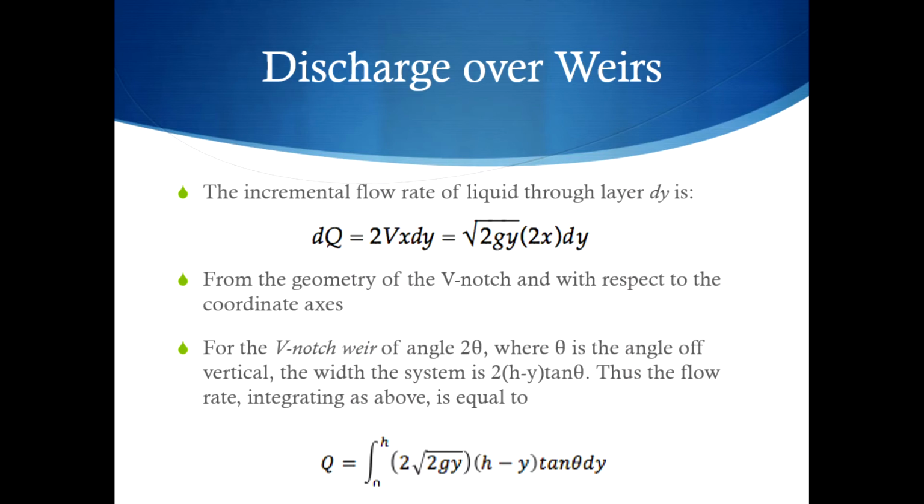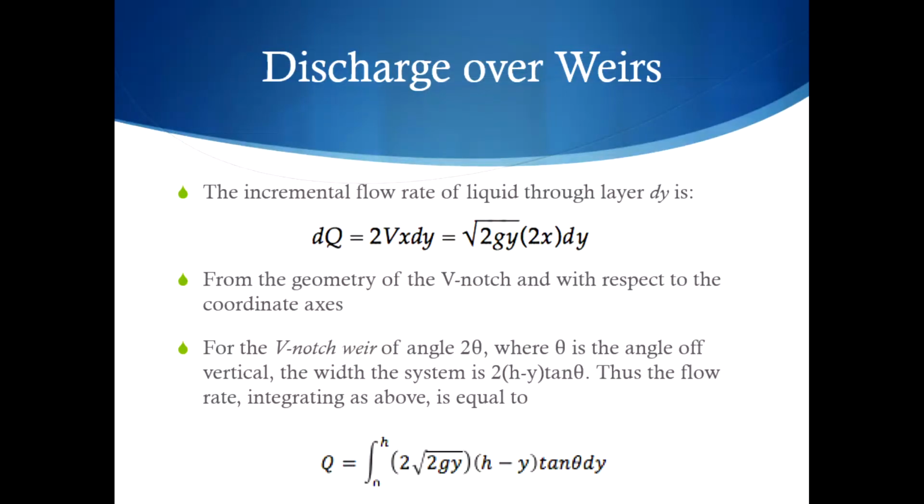So the incremental flow rate of liquid through a layer dy is the square root of 2gy times x dy. From the geometry of the V-notch and with respect to the coordinate x, for a V-notch weir of angle 2 theta, where theta is the angle from the vertical, the width of the system is 2(h minus y) tangent of theta. Thus, the flow rate integration as above is equal to.